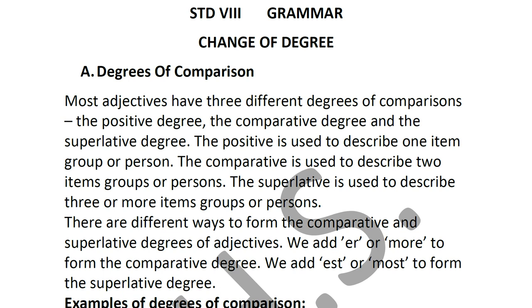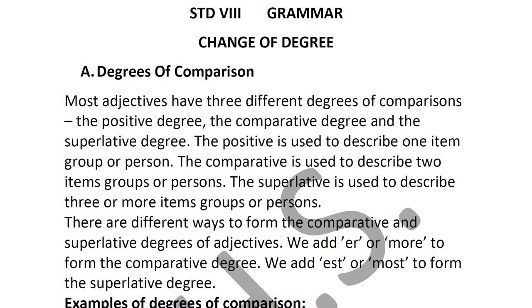Today also we will do grammar, and today we will do change of degree of comparison. Now here, what degree of comparison are we talking about? We are talking about the degree of comparison of adjectives.